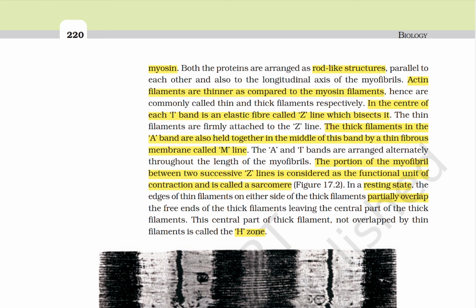The portion of myofibril between two successive Z lines is considered the functional unit of contraction and is called sarcomere. In a resting phase, the edges of thin filaments on either side of the thick filament partially overlap the free ends of the thick filaments, leaving the central part of the thick filaments. That central part of the thick filament is called H zone. So, we can say during the resting state, one can identify the H zone.